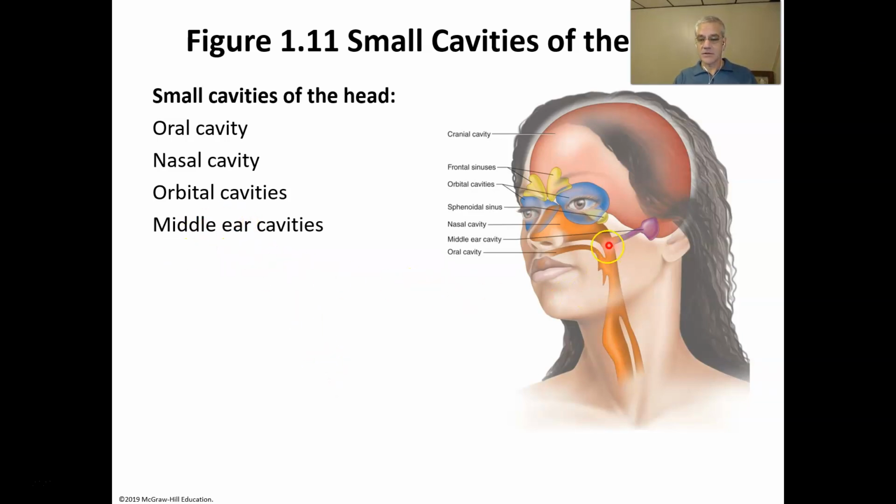And then, of course, you have an oral cavity. The oral cavity, you're going to call it your mouth. Not anymore. You're going to call it the oral cavity now.